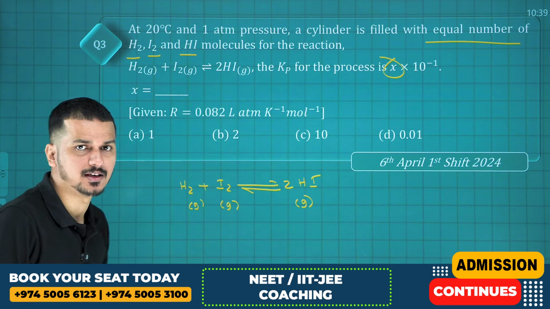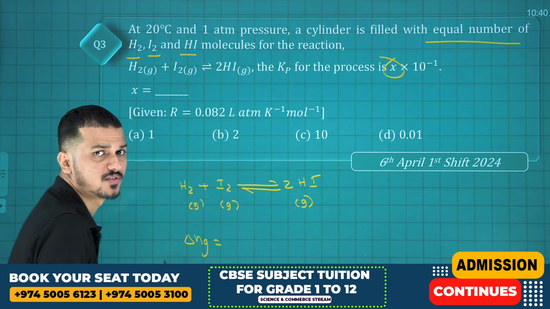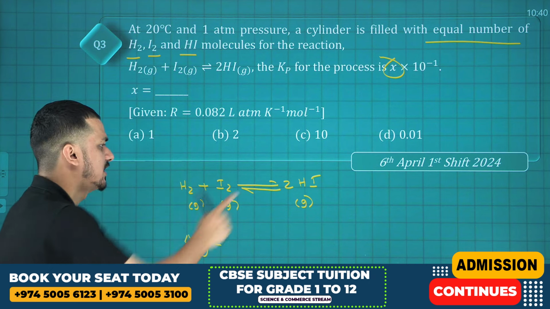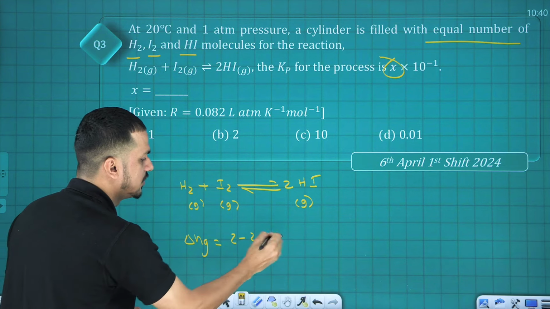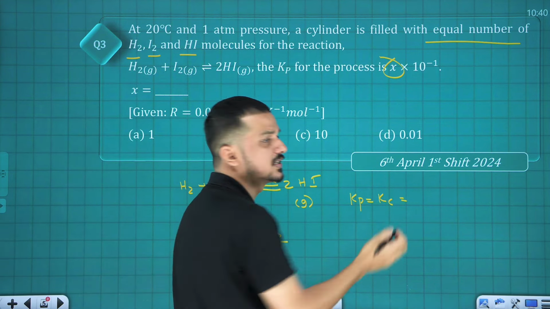So what is Kp? Before that, what about the delta Ng here? Delta Ng is the number of moles of gaseous products minus the number of moles of gaseous reactants, 2 minus 2, which is equal to 0. Meaning Kp equals Kc itself, dears.